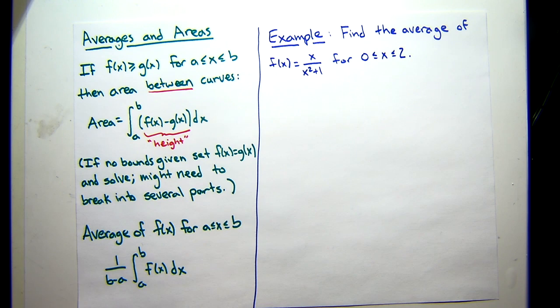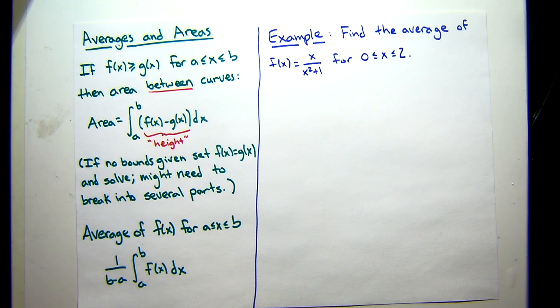If I want to find the average of a function between 2 points, so say my function is f of x, I'm going between x equals a and x equals b, then the average is 1 over b minus a, the integral from a to b of f of x dx. So let's try an example. Let's find the average of the following function, x over x squared plus 1, where x goes between 0 and 2.